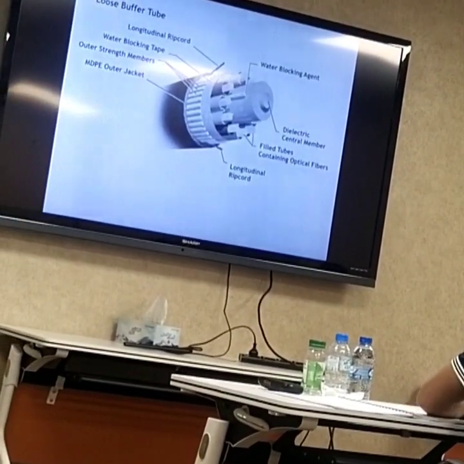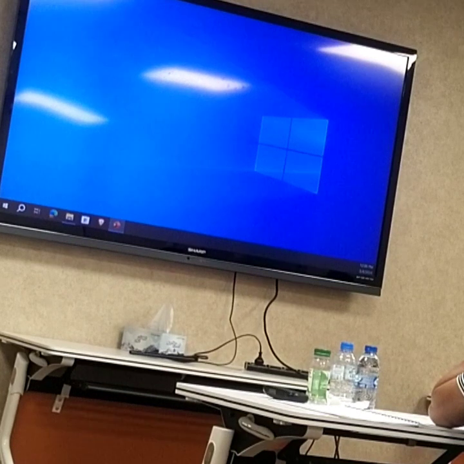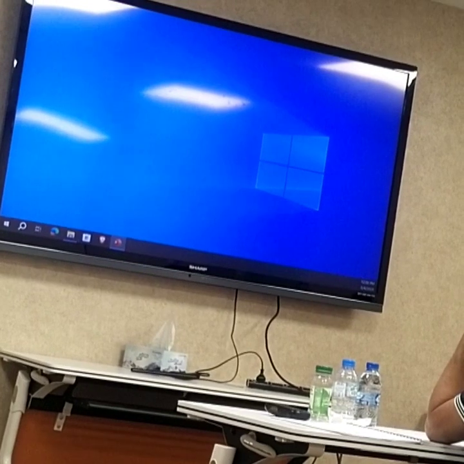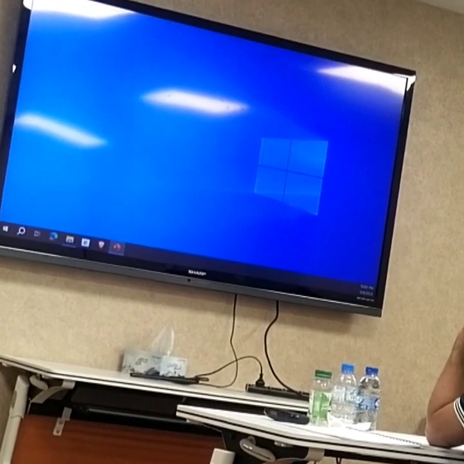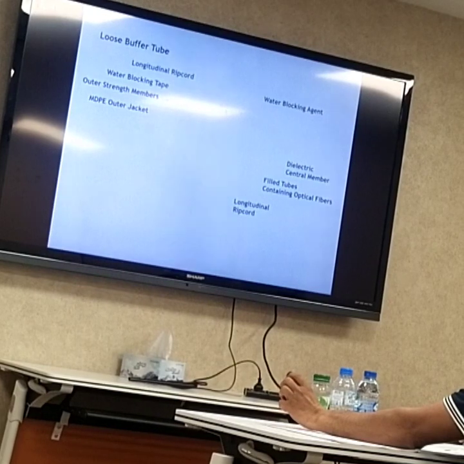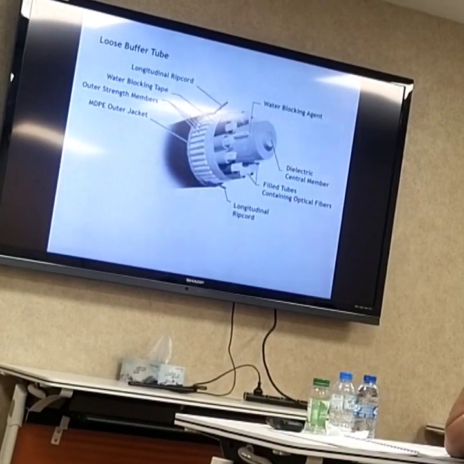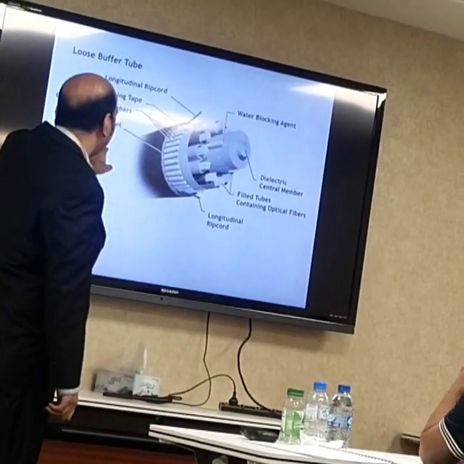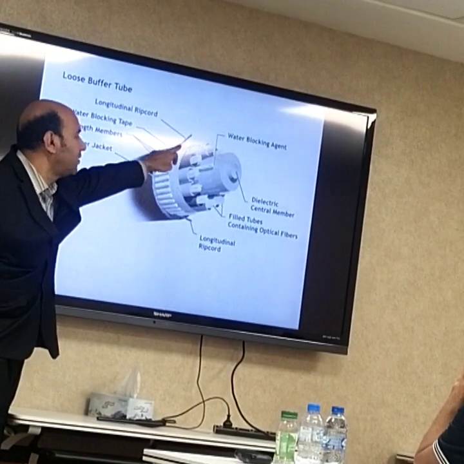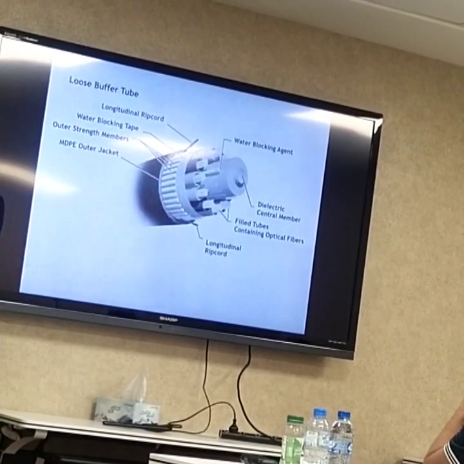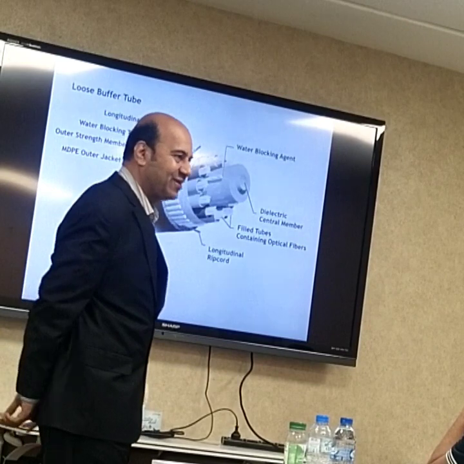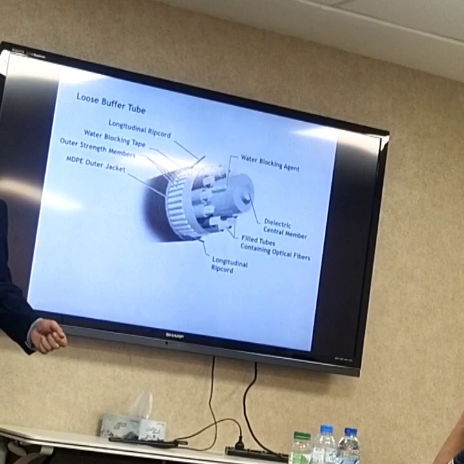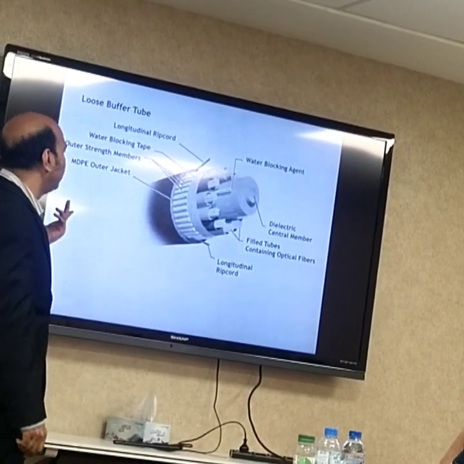So here this is the longitudinal rib cord. You know what is the function of this rib cord? Yes, the same like a rope. Correct. It enables you to cut the jacket back by just pulling back. Yes, correct. This is called rib cord.